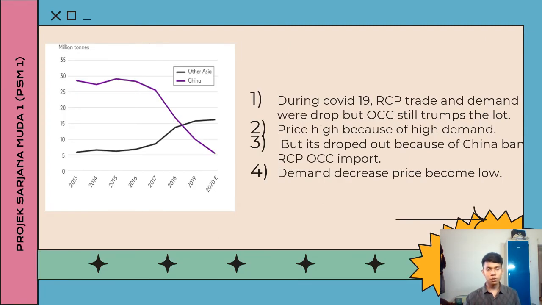Based on the graph, during COVID-19, RCP trade and demand dropped, but for OCC the demand was very high in 2019, and the price hiked because of the demand hike. But unfortunately, the demand for OCC dropped and the price also dropped because China banned RCP and OCC imports. Not only corrugated board, they banned all import and export transactions. Because of that, the demand decreased and the price became low.